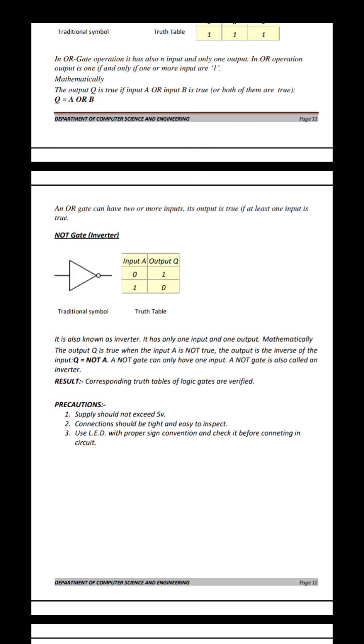Then use the LED with proper polarity and check it before connecting in the circuit. Before we verify the logic gate, you should know the pin diagram. For example, let's verify the AND gate.